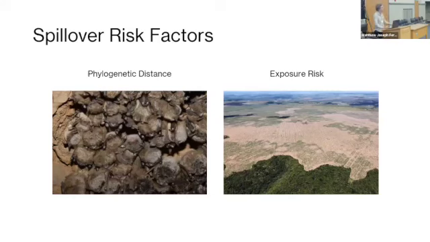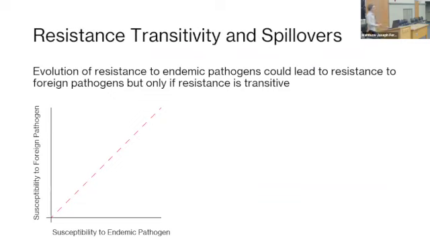So anyways, when we talk about the risk factors associated with foreign pathogen spillovers, we talk a lot about the phylogenetic distance between ancestral and novel hosts and the geographic exposure risks associated with this. But both of these factors can be either exacerbated or mitigated by standing genetic variation for susceptibility to foreign pathogens within a population. And so one useful thing to talk about with this is resistance transitivity.